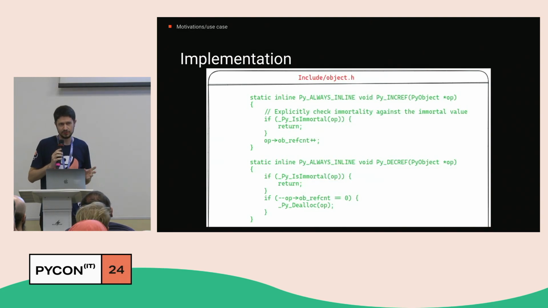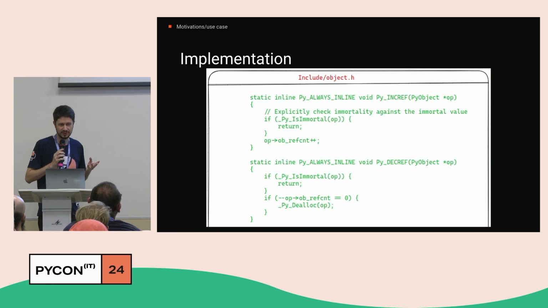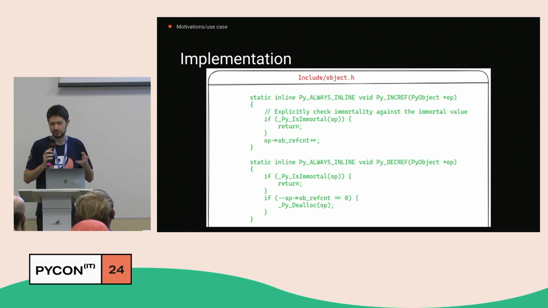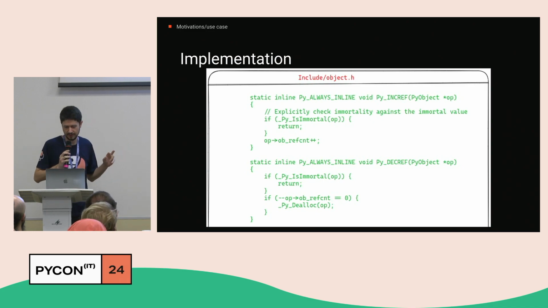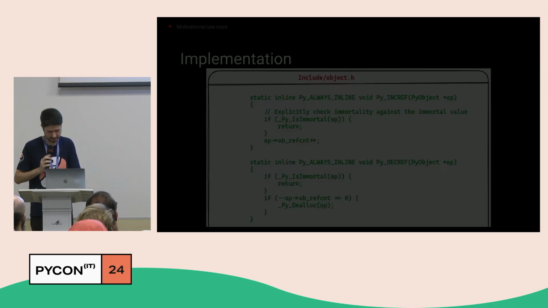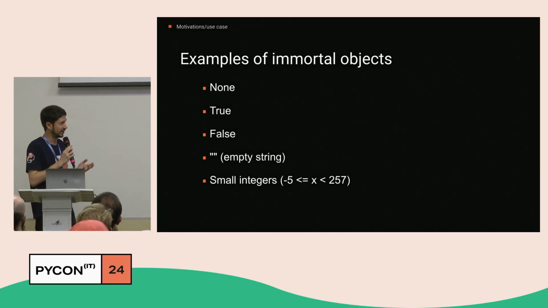They also had to ensure that the increment and decrement parts of the code for the reference count field wouldn't change anything if you're dealing with an immortal object, because once you reach that value, it is not supposed to change anymore. You can see that on the first line of each macro over here: is it an immortal object? Yes, it is. Do nothing. Just keep it. Some examples of immortal objects that I've seen are values that come along very often in Python code, like None, True, False, the empty string, and small integers.